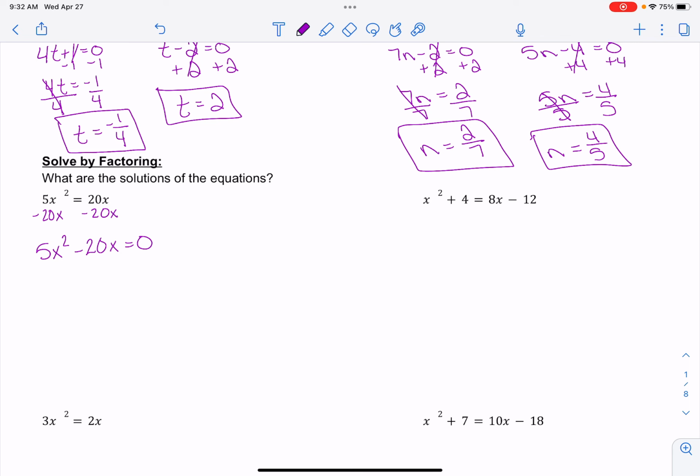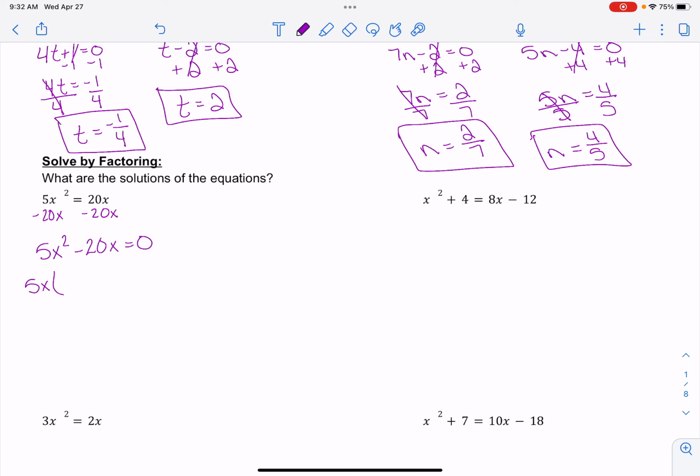Remember, the very first thing you always want to look for with factoring is a GCF. So we need to find our greatest common factor. So in this case, 5 and 20, our greatest common factor between 5 and 20 is 5. And then between x squared and x, our greatest common factor is x.